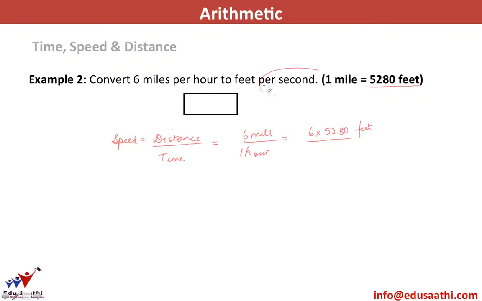And I need it in per second, so I just need to convert hour also into seconds. 1 hour has 60 minutes and each minute has 60 seconds. So 1 hour has 3600 seconds. Then I just need to calculate using a calculator if available. If it is not available, I'll simply do a little bit of approximation and get to my answer. If you solve it out, the answer is 8.8 feet per second. This is how you convert one unit into another.